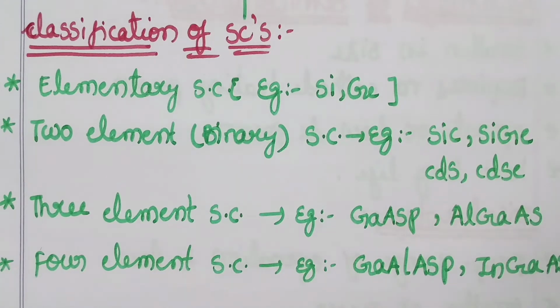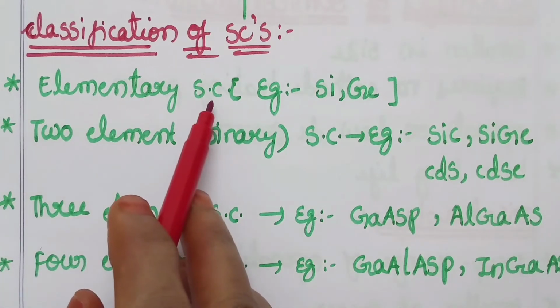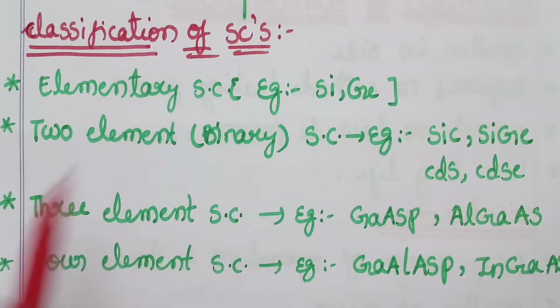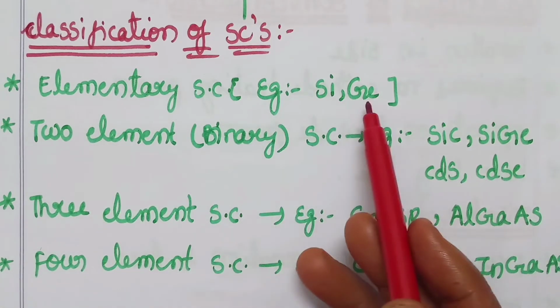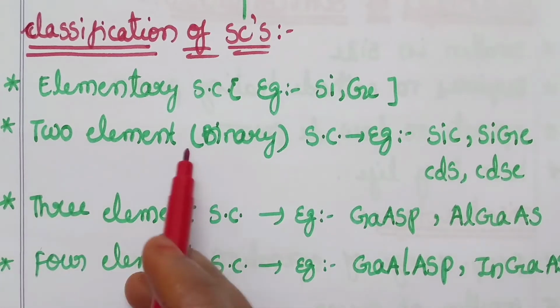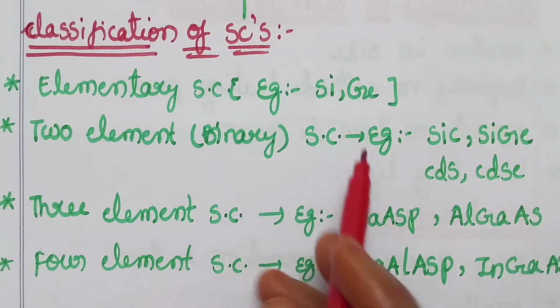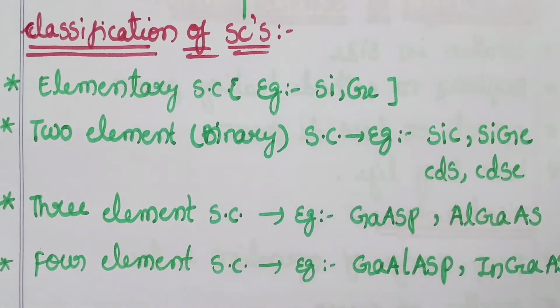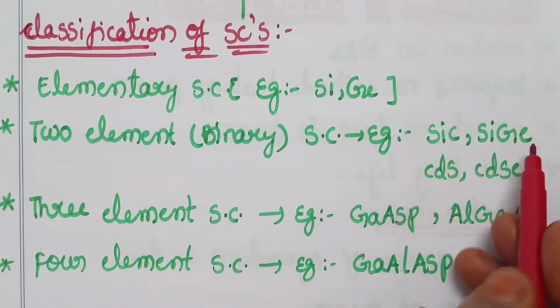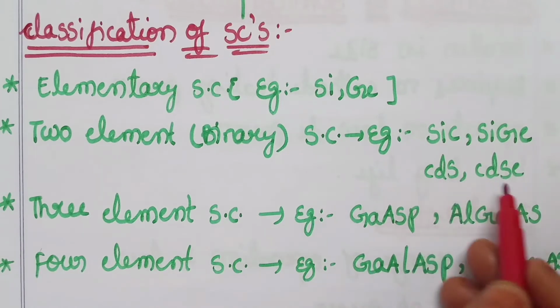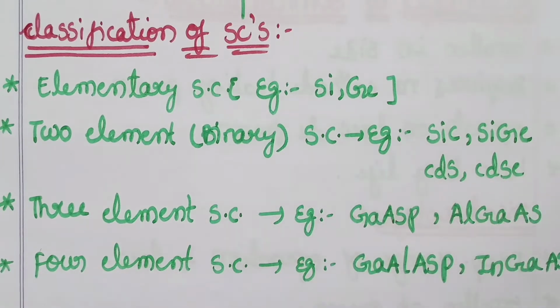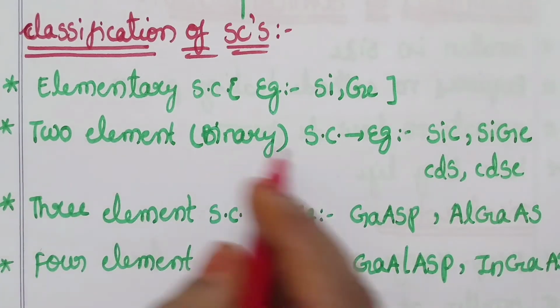Classification of semiconductors. Semiconductors are classified based on the number of elements used. First one is the elementary semiconductor. That means here only one single element is used as the semiconductor, for example silicon and germanium. Next, two element or binary semiconductors. Here we are grouping third and fifth groups and second and sixth group components such as silicon carbide, silicon germanium and cadmium sulfide, cadmium selenide. So, these are the examples for two element semiconductors.